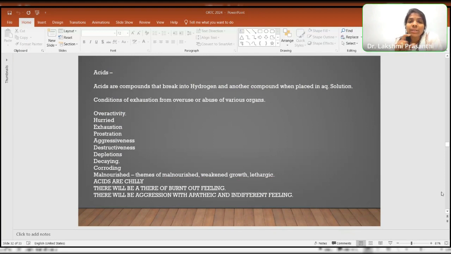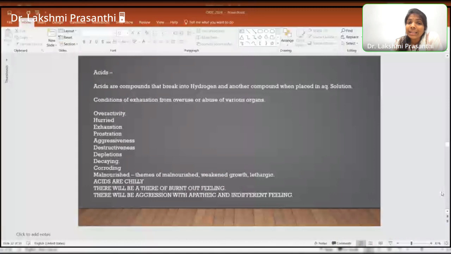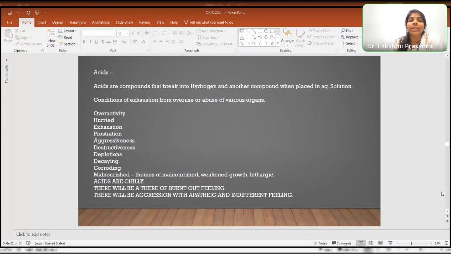So when there is the breakage of these compounds or the bonds, there is a release of a lot of heat from it. And thus comes the lot of heat content in acid themes. Lot of decaying, lot of destruction. That heat is a lot of burnt feeling. And there is a lot of overuse or abuse of various organs in acid. So whenever it is a theme of acid, you will see conditions of being overused.